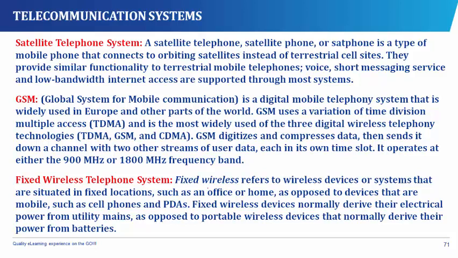Fixed wireless devices normally derive their electrical power from utility mains, as opposed to portable wireless devices that normally derive their power from batteries. Now your phone uses a battery, the power comes from the battery. But imagine that you plug your phone to electricity always before you use it. That means you cannot go out with your phone everywhere, unless you are carrying a mobile electrical circuit.